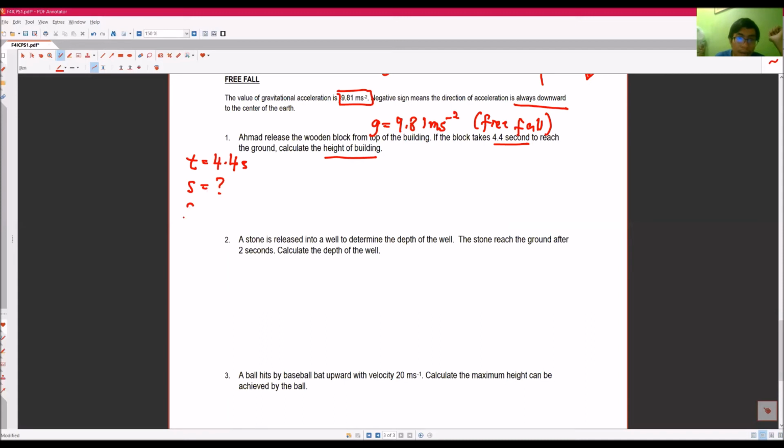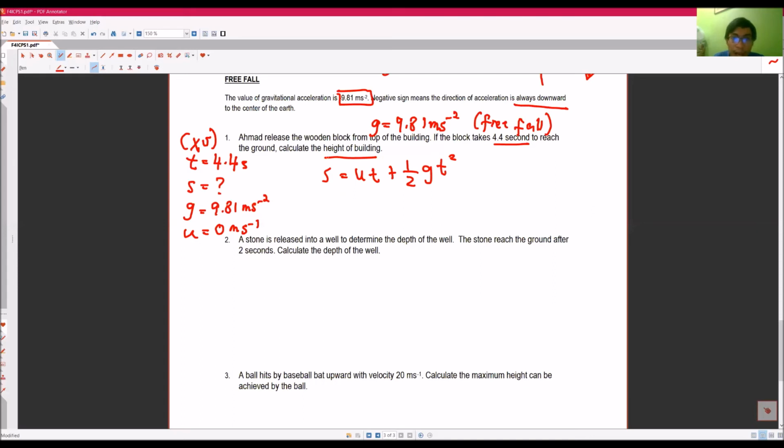So we already have g, 9.81. We must have one more variable in order to solve this question. So we assume that the wooden block falls from rest, which is 0. Okay, so we have three variables and can solve using one of the linear motion equations. In this case, we don't have v, so we use the fourth equation, s equals ut plus 1/2 gt square. So replace the a with g.